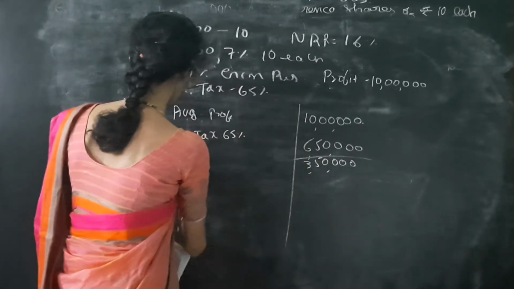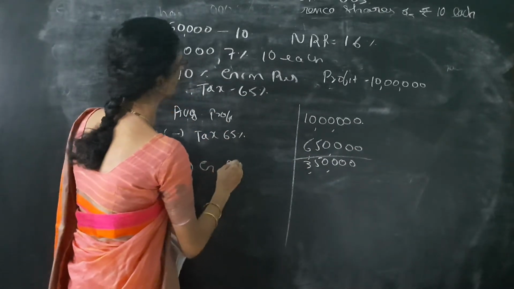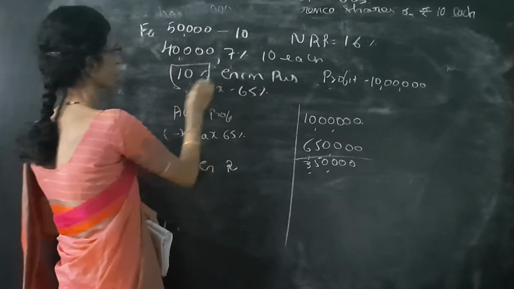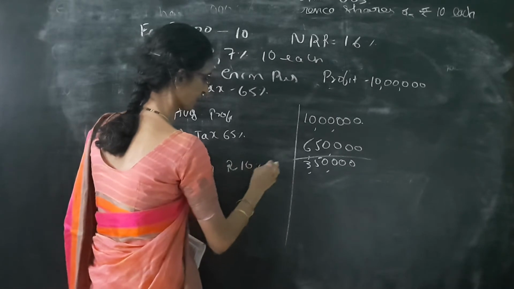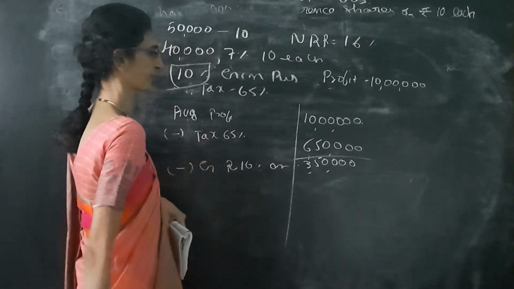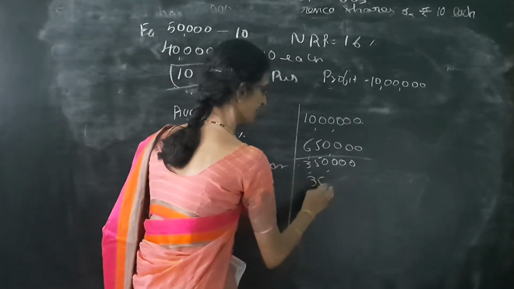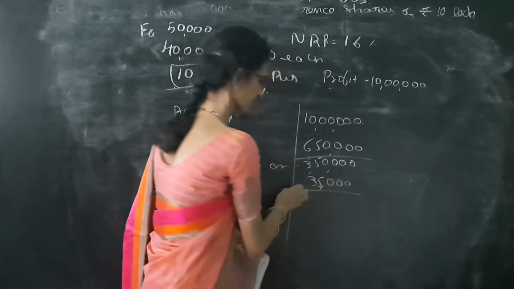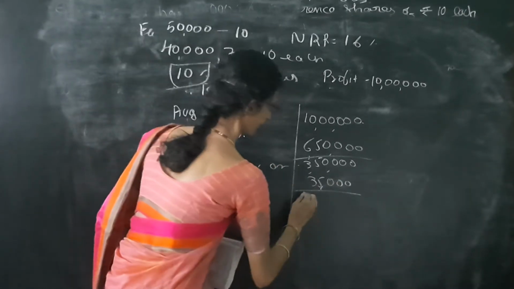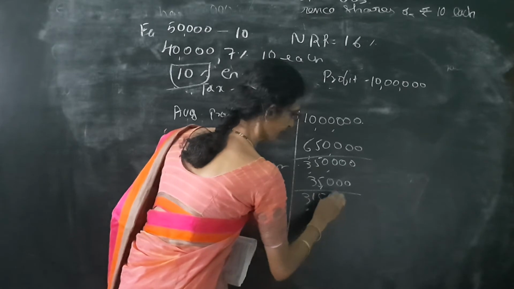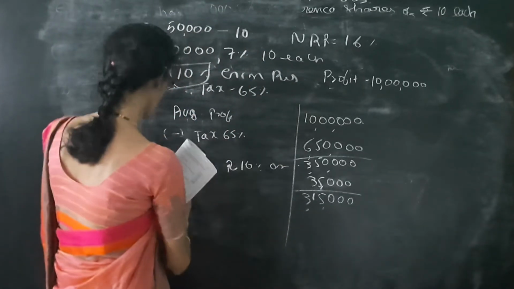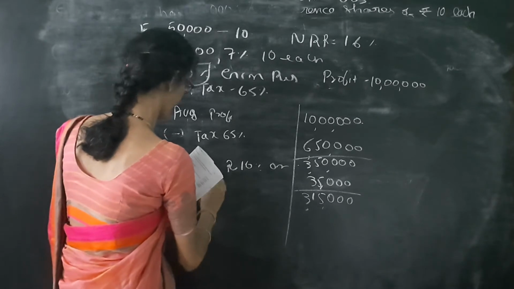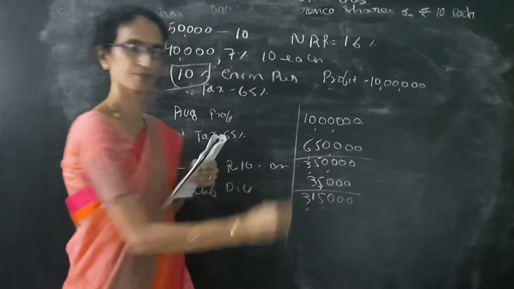Next we have to deduct the general reserve. Here it is given general reserve transfer is 10%. So 10% on this amount, 3,50,000, is 35,000. Deduct it, we get 3,15,000. From this we have to deduct once again, important, the preference dividend.